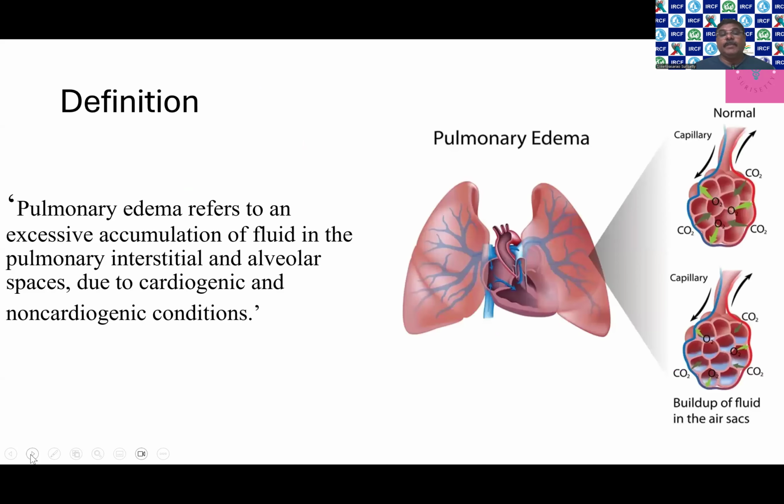So briefly, what is pulmonary edema? Pulmonary edema refers to an excessive accumulation of fluid in the pulmonary interstitial and alveolar spaces, due to cardiogenic or non-cardiac reasons. These are all the alveoli. Alveoli must be filled with air only; then only gas exchange will occur. The oxygen will be taken up by the capillaries and carbon dioxide will be released. Whenever there is fluid accumulation in the interstitium or in the air spaces, that is called a condition of pulmonary edema.